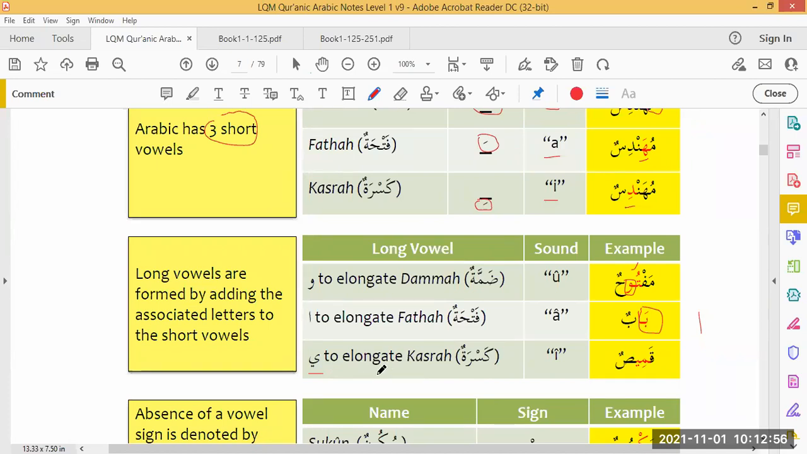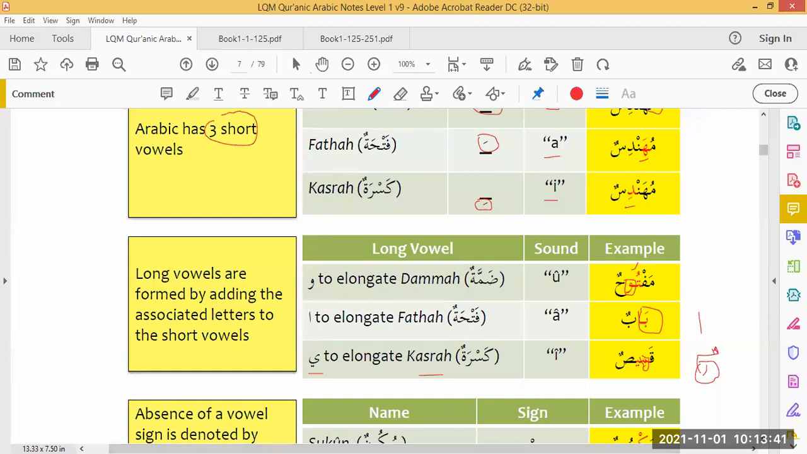To elongate kasra, qamisun. So meem has a kasra. This is a meem, and it has a kasra. So qamisun. If there is a kasra, then we will add this ya, and we will make it long. Qamisun. These are the short and the long vowels. And these we call harakat in Arabic.